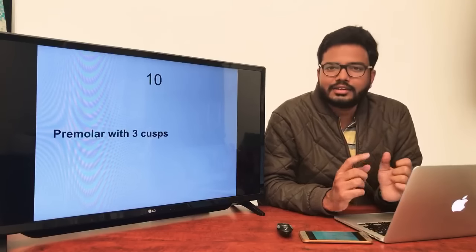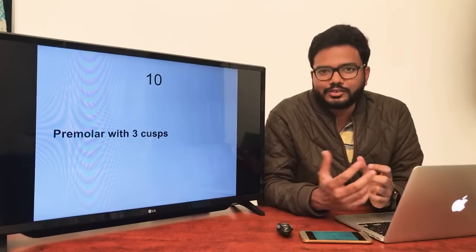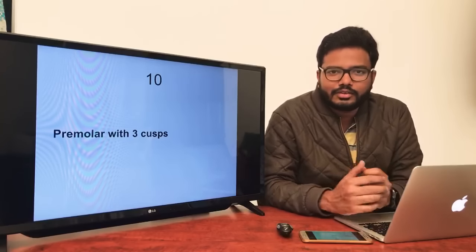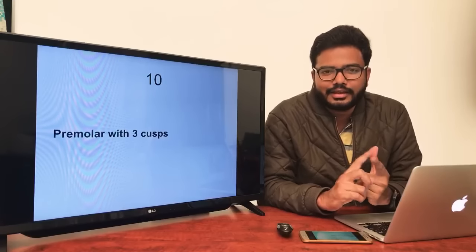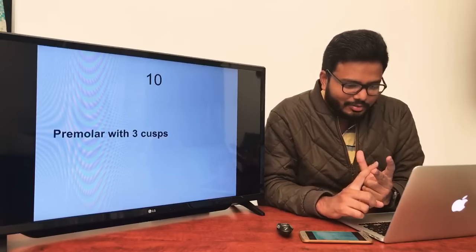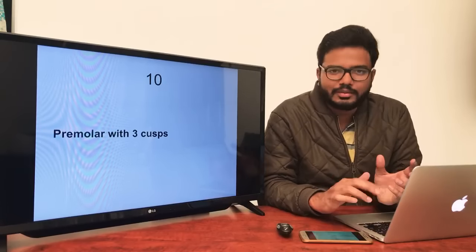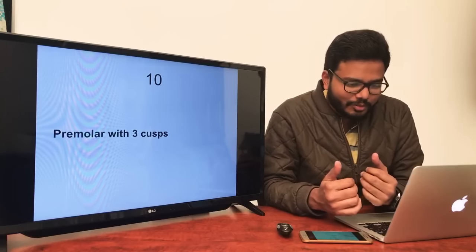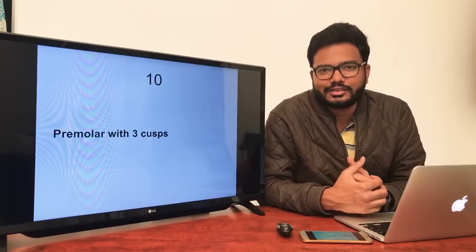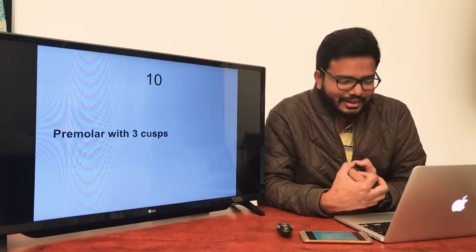So is it maxillary? Let me give you options to confuse you. In fact, if I give you options, it will be more confusing. Maxillary first premolar, maxillary second premolar, mandibular first premolar, mandibular second premolar. But most of you aren't even waiting for options, and you're giving me the answer directly, which is a very positive sign. Of course, it is.